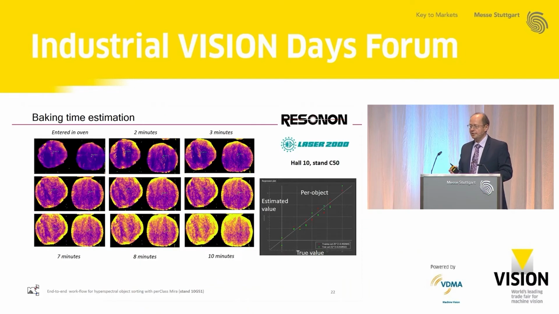Another interesting application is looking at the baking time estimation in the oven, made with Resonon camera and Laser 2000 support. And here we are basically estimating this time on the object level on the graph. And then if we have the good model, we can actually map it back on the pixel level and get some insights how this process is actually happening. So often this pixel visualization gives us very interesting insight on your sample, and that's really very nice for spectral imaging, right? Classical point spectroscopy can give you one measurement, but here we can see distribution in your sample.